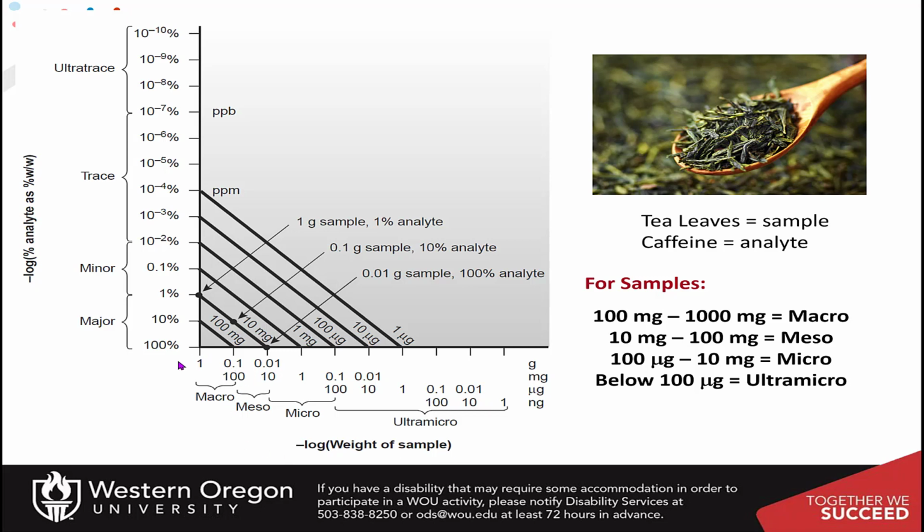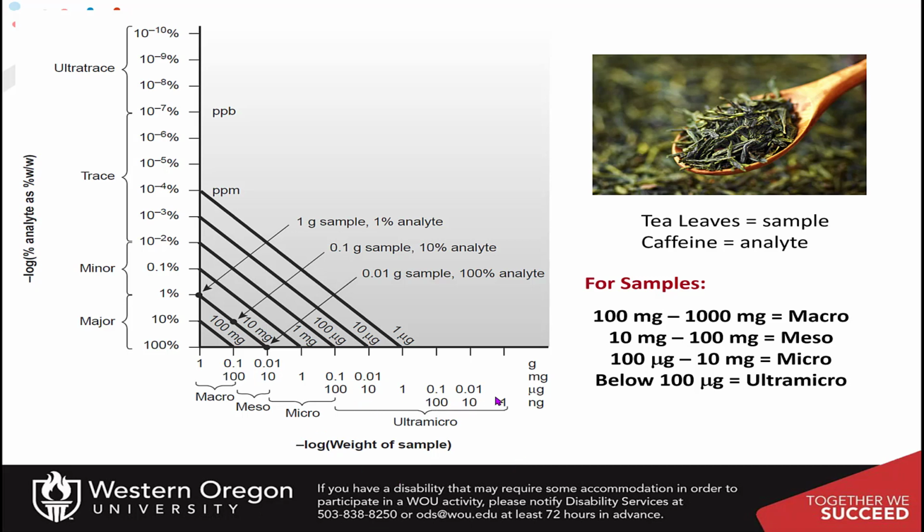So if you have a lot of sample available, that's going to be in the range of 100 milligrams to 1 gram is a macro scale. 10 milligrams to 100 milligrams is on the meso scale. If you're down at 100 micrograms to 10 milligrams, that's going to be the micro scale. And then anything really below 100 micrograms is on the ultra micro scale.